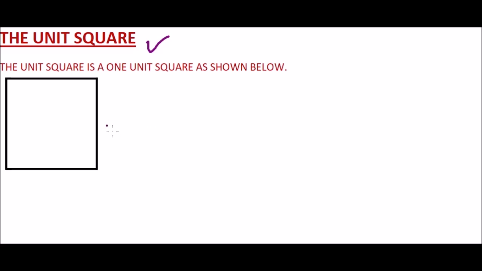We have a figure here which is a square. So we can say this is 1 unit and this is 1 unit. So that is what we call a unit square. It could be 1 centimeter, 1 meter, that is still a unit square. So we are going to present the unit square on the Cartesian plane and see how we use it in this topic to determine the matrix of transformation.